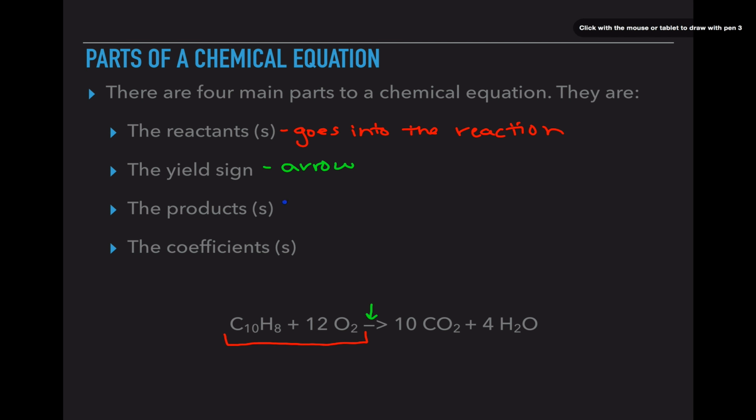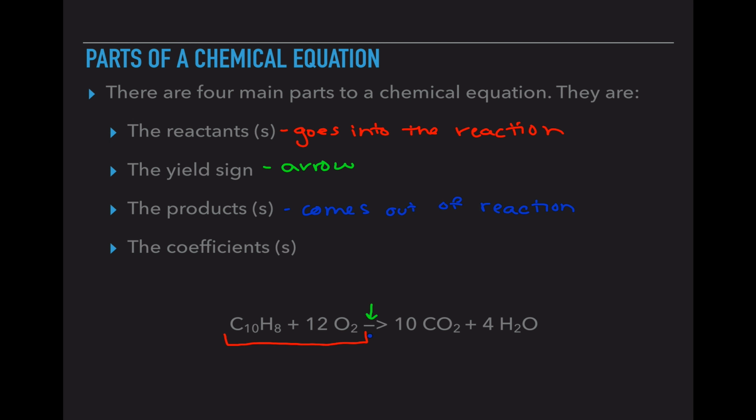After that, you would have the product, and this comes out of the equation. And this is everything after the arrow. And the last thing you have are the coefficients. And these are the numbers that are being placed out front that you are actually going to be using to balance these chemical reactions. So that's 12, 10, and 4. And even though there's nothing in front of this first chemical equation, technically there's a 1 there. These are the four main parts of the chemical equation.